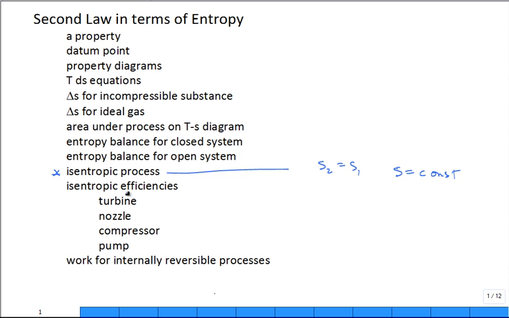We'll talk about isentropic efficiencies of turbine, nozzle, compressor, and the pump really are the same. They use a different term. If you're boosting the pressure of a compressible substance, call it a compressor. If you're boosting the pressure of an incompressible substance, call it a pump. And then we'll talk about the work for an internally reversible process.